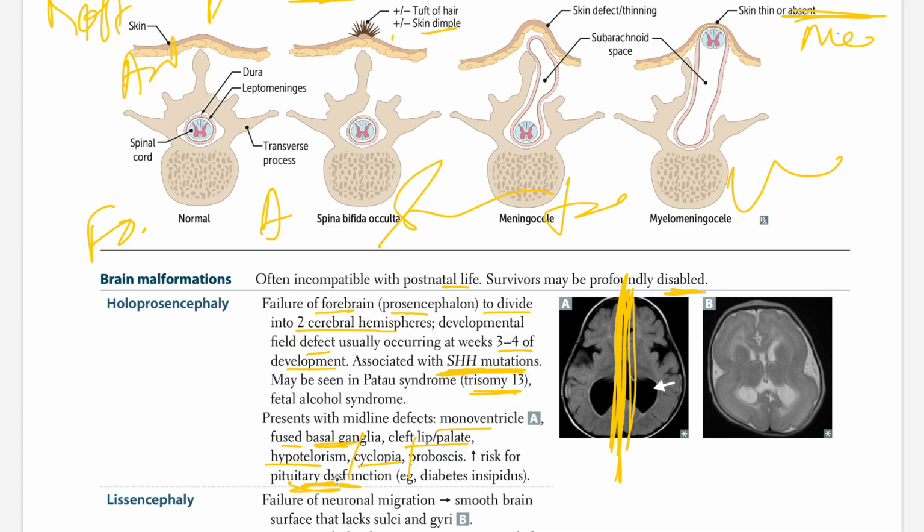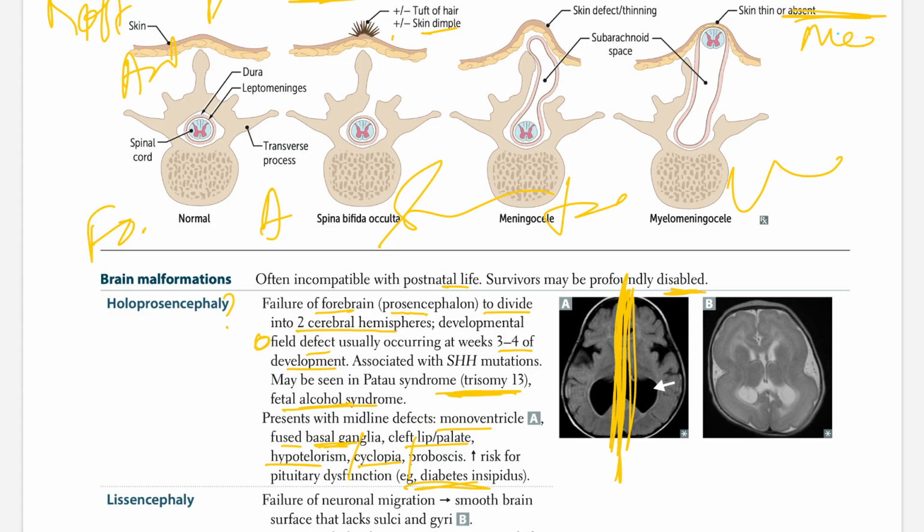Increased risk of pituitary dysfunction, which is going to lead to diabetes insipidus. And why did this happen? Well, a patient might be having Patau syndrome, which is trisomy 13, or fetal alcohol syndrome, which is associated with SHH mutation, Sonic Hedgehog mutation, and these patients will have a field defect.